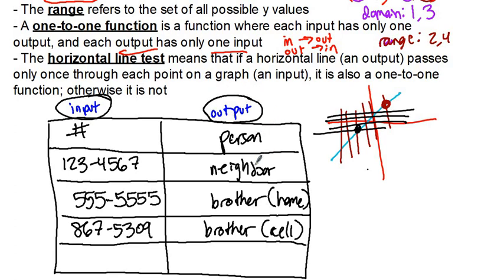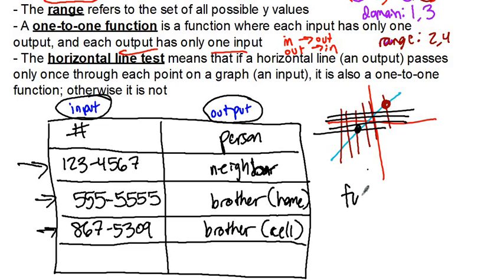Okay, so right now, and hopefully you can see why this would make sense, right now this is a function. Each of these 3 phone numbers right here is only reaching one person. 1, 2, 3, 4, 5, 6, 7, that only reaches my neighbor. The second number only reaches my brother. The third number only reaches my brother. So it is considered a function.